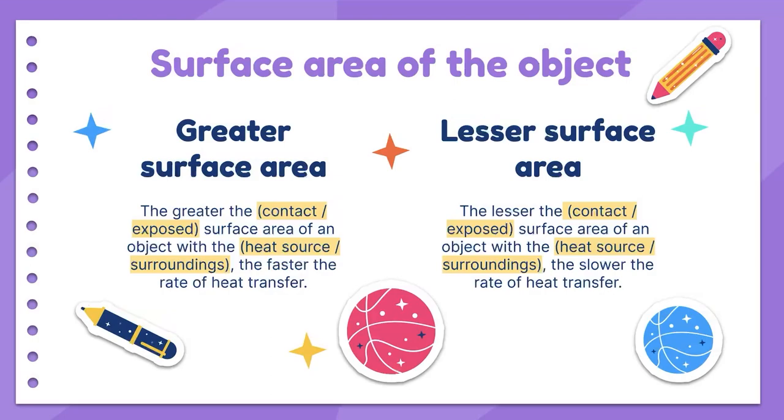Let's move on. Surface area of the object. The greater the contact/exposed surface area of an object with the heat source/surroundings, the faster the rate of heat transfer. The lesser the contact/exposed surface area of an object with the heat source/surroundings, the slower the rate of heat transfer.